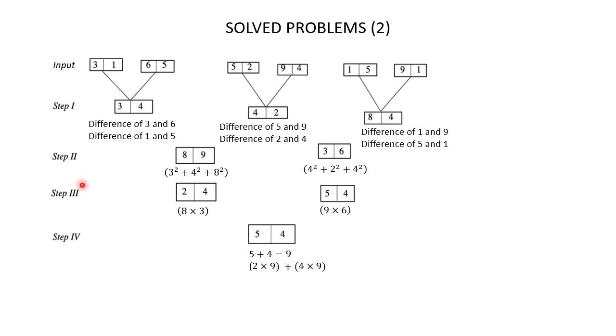step 2 and step 3, you will see that the product of the first digits of the numbers in step 2 will give the first number of step 3. The product of the second digits of the numbers in step 2 gives the second number in step 3. This means 8 multiplied by 3 is 24 and 24 is the first number in step 3. 9 multiplied by 6 is 54 and 54 is the second number in step 3.